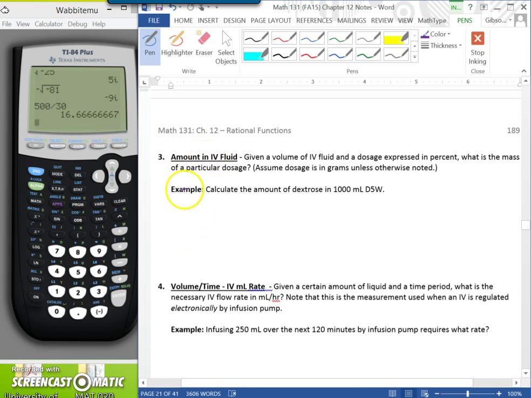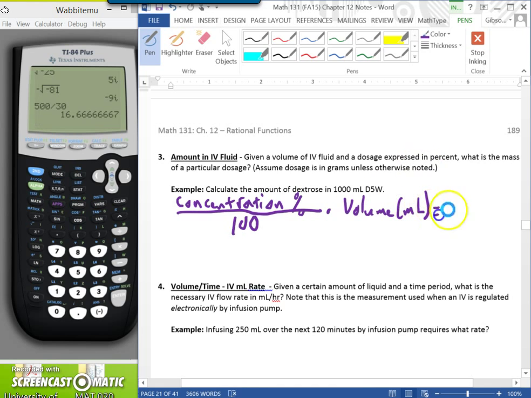Okay, so now, I'm going to go over this step by step. We will have our concentration, which is a percentage, divided by 100. And we will multiply that by the volume, which is our milliliters, which is equal to Y, which is our dosage amount.